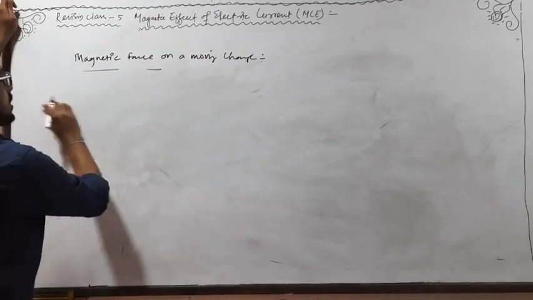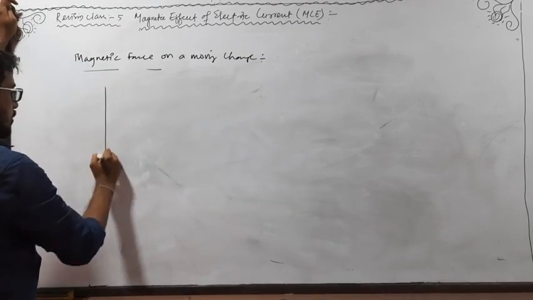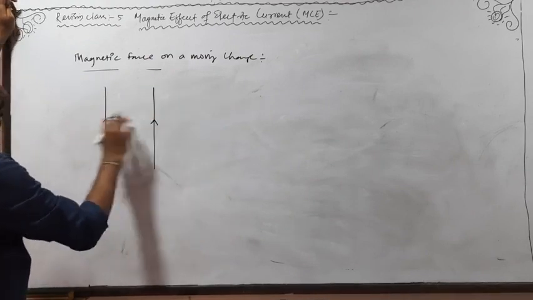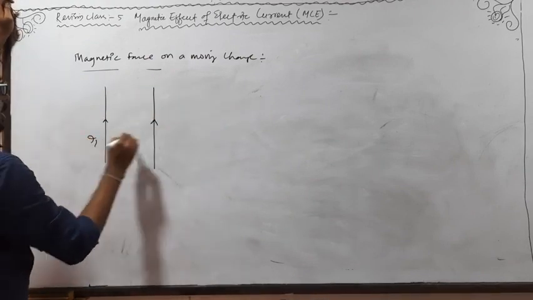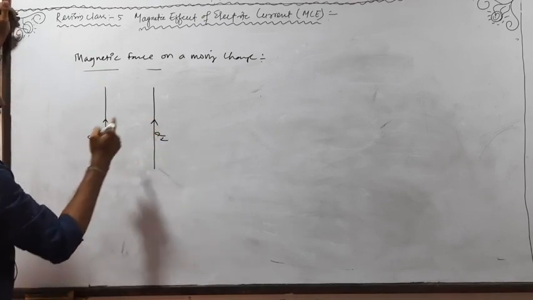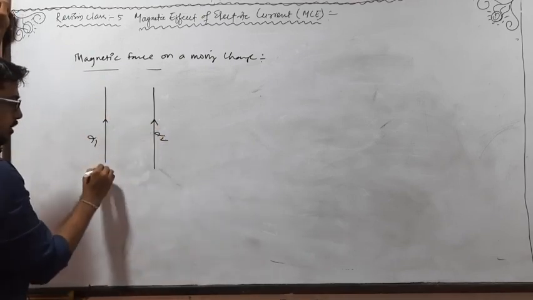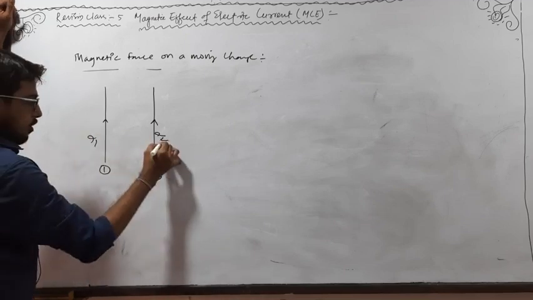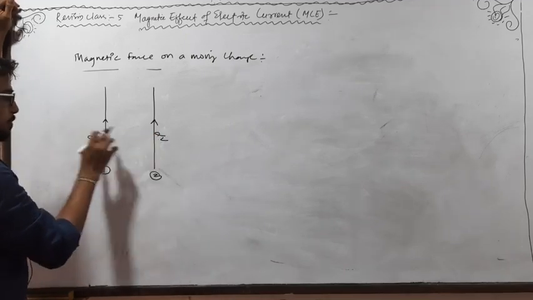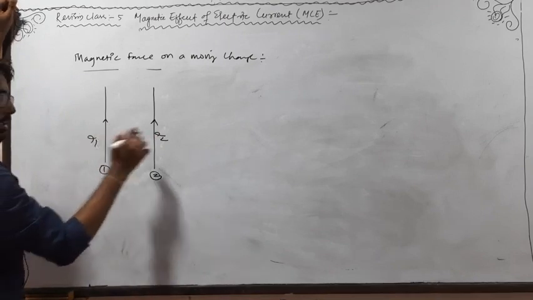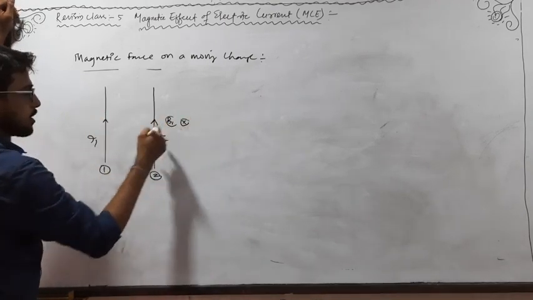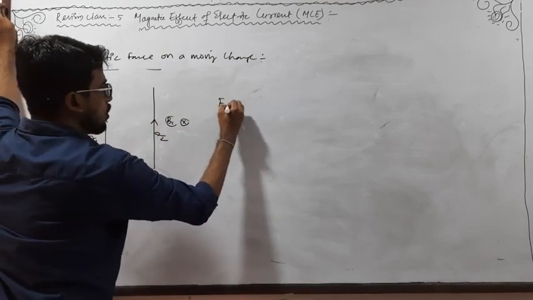What is next? What is the force between two parallel current carrying conductors? If there are two parallel current carrying conductors carrying currents I1 and I2, and the current carrying conductor 2 is placed in the magnetic field of I1, here the magnetic field is B1, which is acting into the plane. So what is the force acting on 2 due to 1?